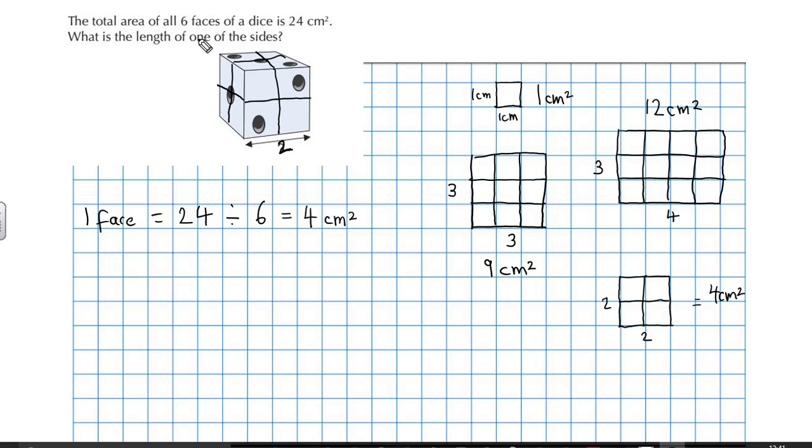So hopefully you can see. You needed to know what a face was, but you probably could have figured out that in order to find one face we need to divide the 24 by 6, and then the fact that to get area we're multiplying the length by the length, so this has to be 2 centimeters. All right, I hope that helped.